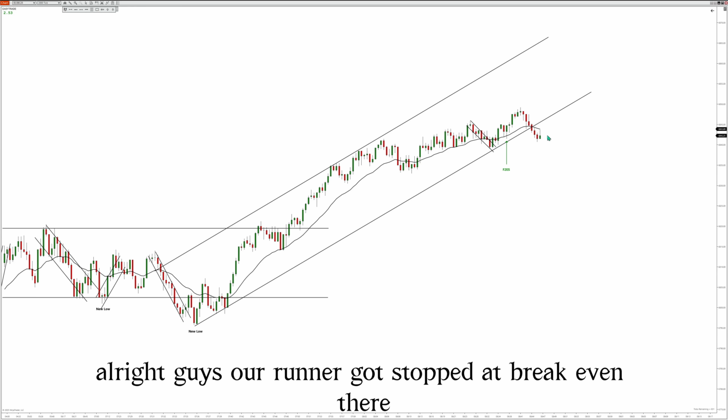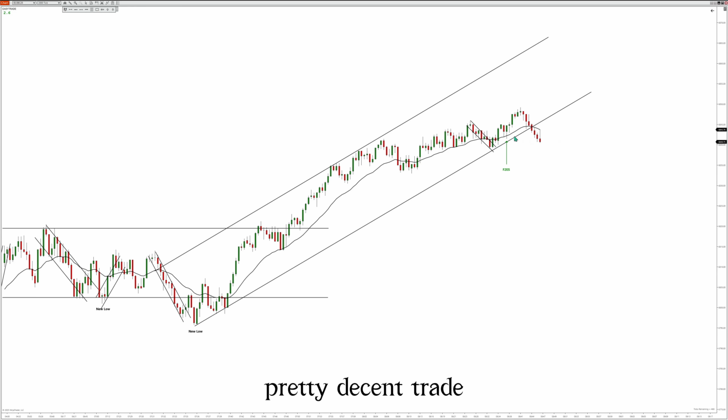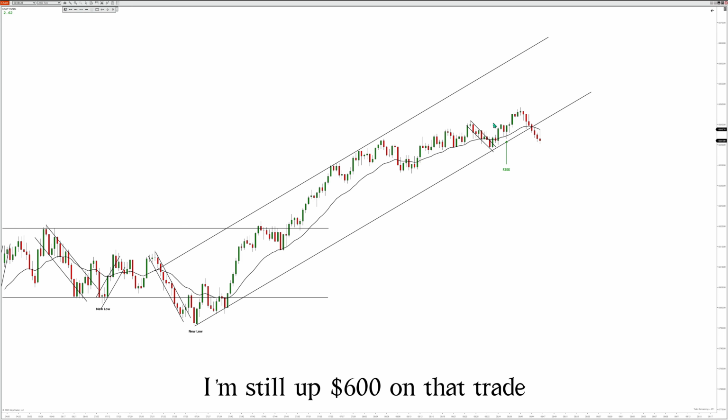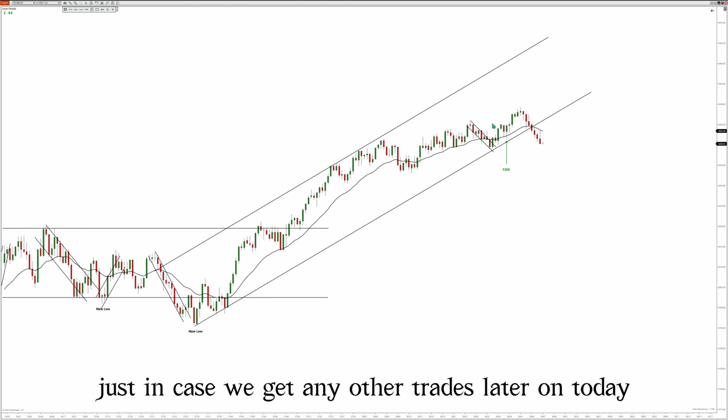All right, guys, our runner got stopped at break even there. Pretty decent trade. I was hoping for a little bit better of a runner, but that's just the way it goes. I'm still up $600 on that trade, so I built a little bit of a buffer just in case we get any other trades later on today.